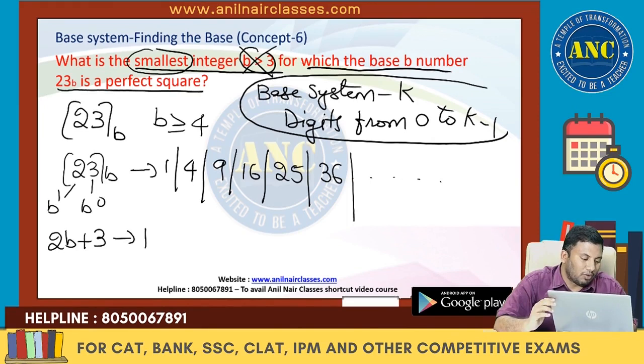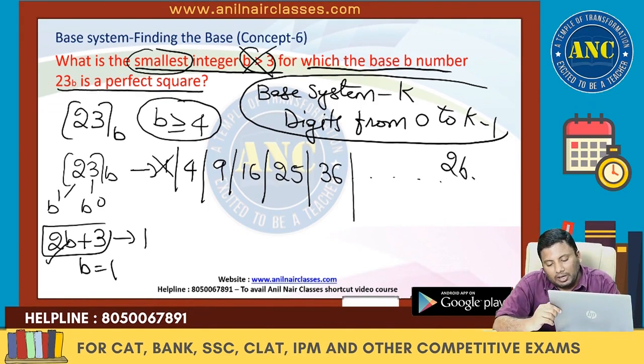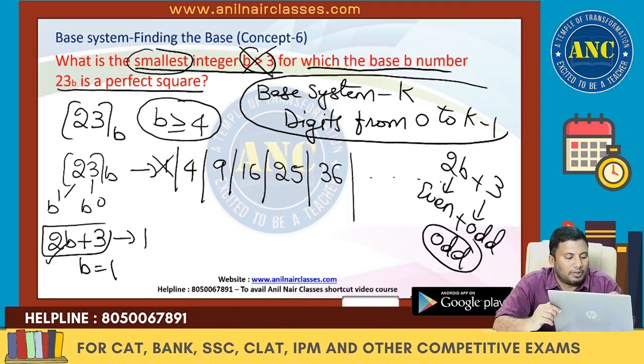If I take 1, b is nothing but 1. But b has to be greater than or equal to 4. So, b cannot be 1. First of all, 2b plus 3. Any number multiplied by 2 is an even number. 3 is an odd number. Even plus odd is an odd number. So the answer has to be an odd number.